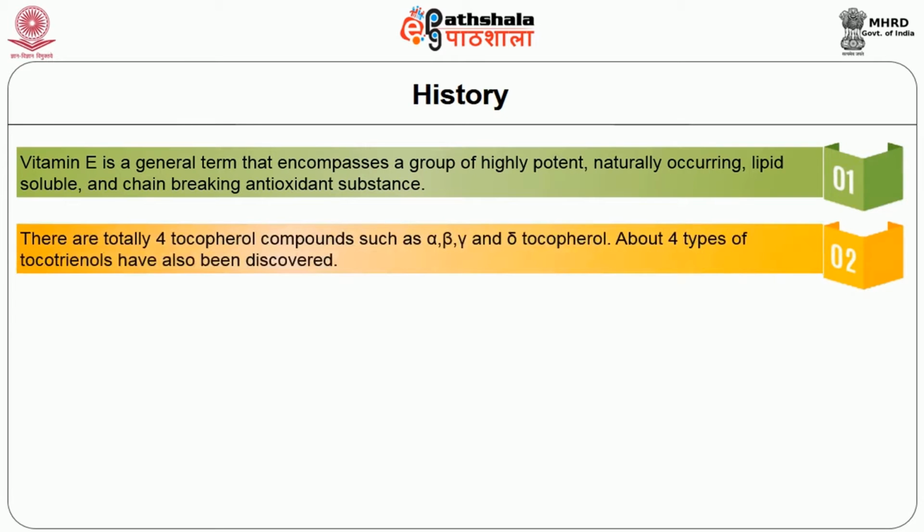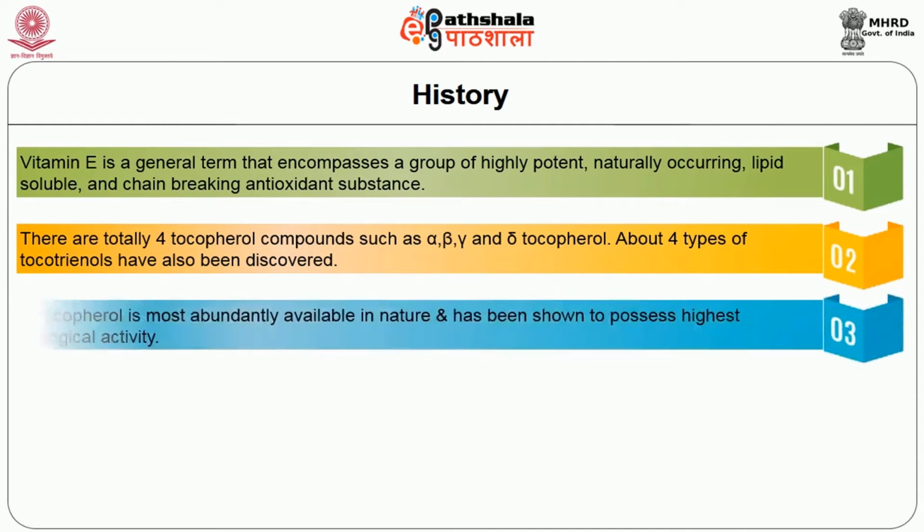There are totally 4 tocopherol compounds such as alpha, beta, gamma and delta tocopherol. About 4 types of tocotrienols have also been discovered. Alpha tocopherol is the most abundantly available in nature and has been shown to possess highest biological activity, and also has a vital role in reversing vitamin E deficiency symptoms among humans.